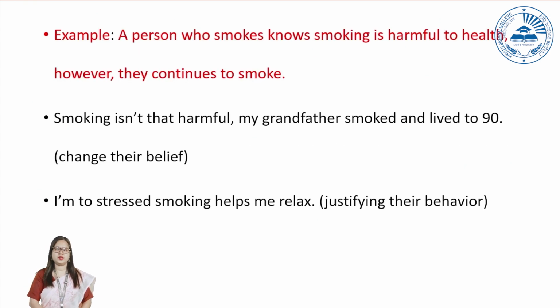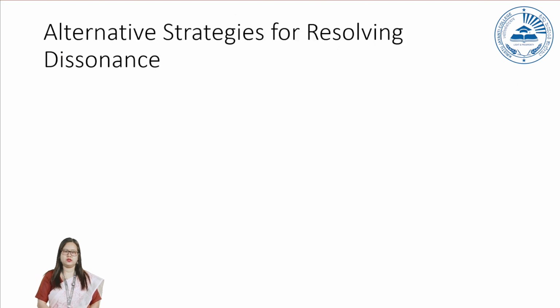For example, a person who smokes knows smoking is harmful to health. However, they continue to smoke. Here, by changing their beliefs, they may say, smoking is not that harmful, my grandfather smoked and lived to his 90s. Or by justifying their behavior, I am too stressed, smoking helps me relax.